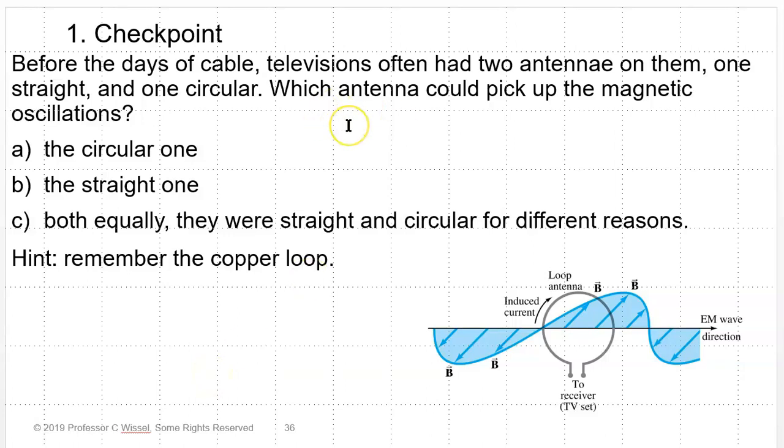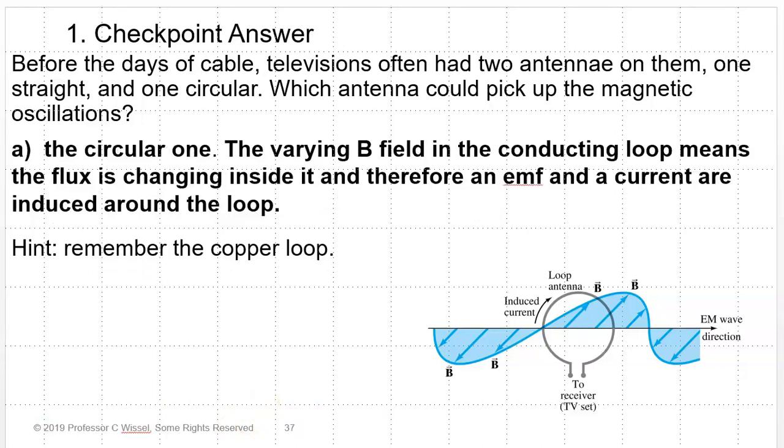Now, before the days of cable, back when dinosaurs roamed the earth, and I was a child, televisions had 2 antennas on them. One was straight and the other circular. Which antenna, if either, could pick up the magnetic oscillations? Well, it turns out this is the circular one. Remember the conducting loop, and you dropped a magnet through it. When that happened, the conducting loop would develop a magnetic field of its own, had to generate a flux inside of it, and if it's a conductor, it will generate an EMF and a current. We can detect that, and it can actually be used to help a TV receive a weak signal.